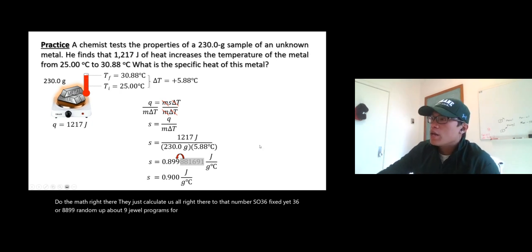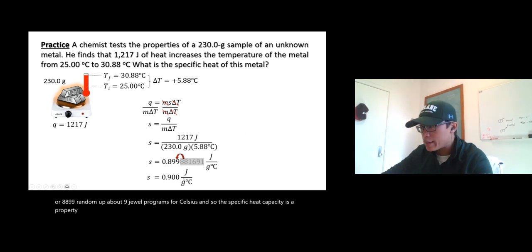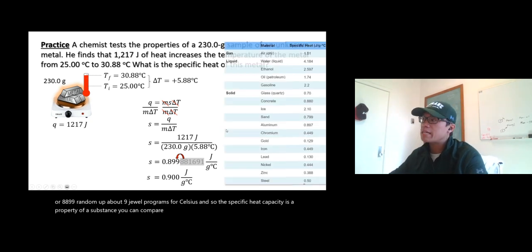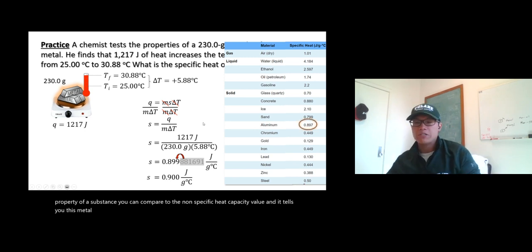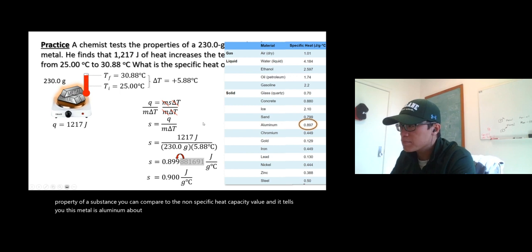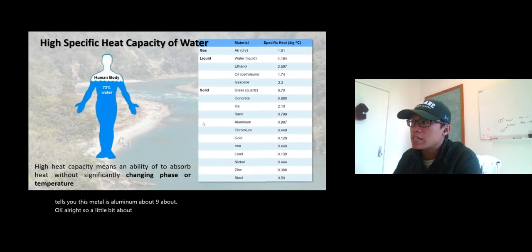Okay, and so the specific heat capacity is a property of the substance. You can compare to the known specific heat capacity value, and it tells you this metal is aluminum, about 0.9, about that. Okay. All right, so a little bit about the specific heat capacity of water.